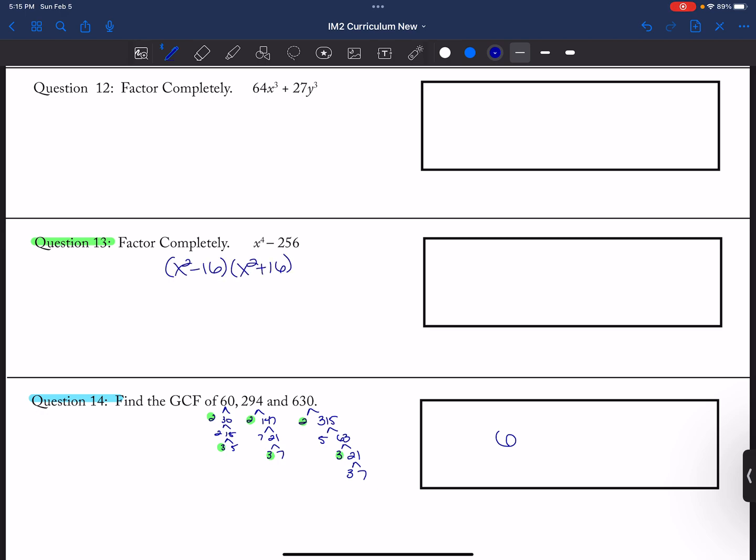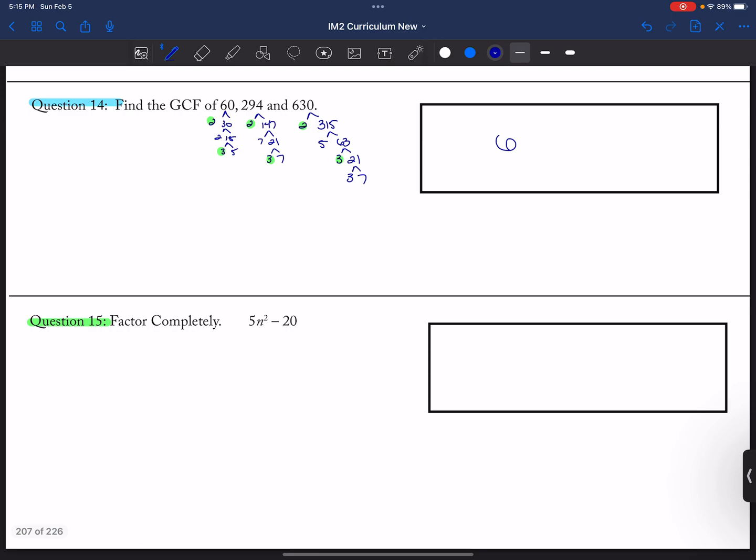Okay, this is a perfect square, so this is x squared minus 16 and an x squared plus 16. And then the first one factors again to x minus 4, x plus 4, and an x squared plus 16. So x minus 4, x plus 4, and an x squared plus 16. And then this has a common factor of 5, so I'm left with an n squared minus 4. So this is 5 times n minus 2, n plus 2. So 5, n minus 2, n plus 2.